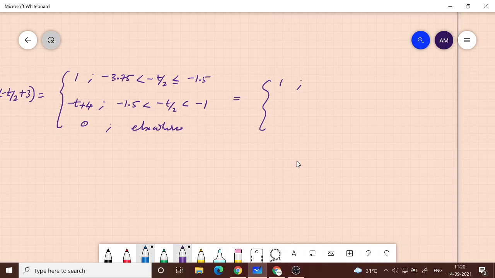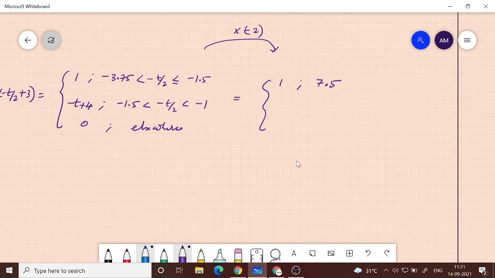Multiply with minus 2. So that will make minus t by 2 become t. Multiply with minus 2. So this will become minus 3.75 into 2, so that is 7.5. Okay, what am I doing? Multiplying. So from here to here, I am multiplying with minus 2.